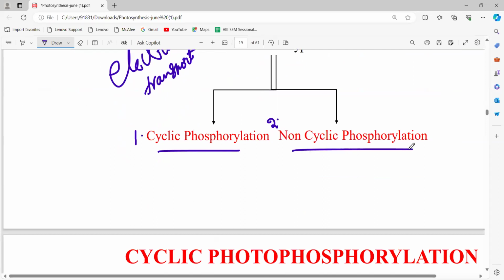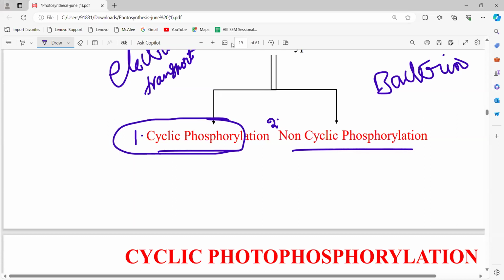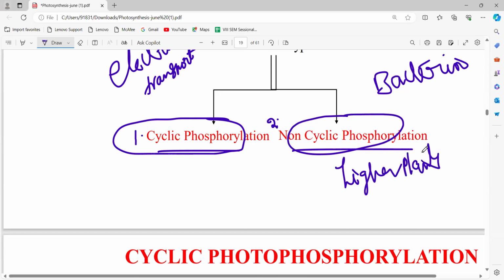Among the cyclic and non-cyclic, which kind of phosphorylation is more predominant in bacteria? Everyone of you answer. I'm talking only specifically about bacteria. So specifically in bacteria, cyclic photophosphorylation is the most predominant, whereas non-cyclic photophosphorylation, friends, is exclusively taking place in the higher plants. No point in getting confused over there. It's very easy to understand.